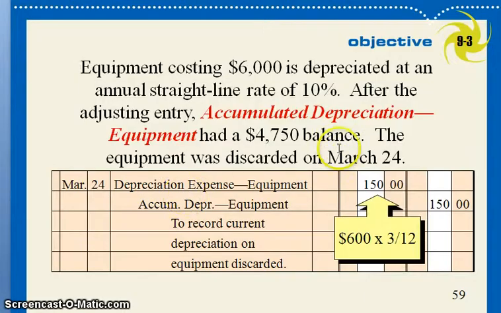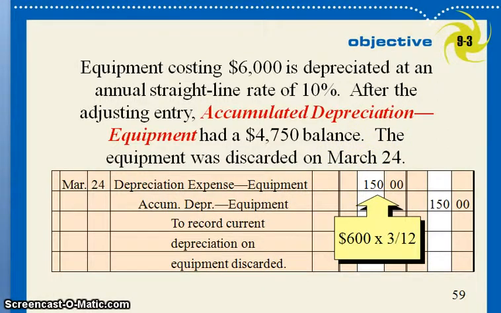So what they're saying in this slide here is we got rid of the equipment on March 24th, but the last time we did the adjusting journal entry for depreciation, it was presumably on December 31st. So here we are, it's March 24th. We used this equipment for January, February, and March. So it is a valid depreciation expense that needs to go on our income statement. We need to record the 3 months that we did use it for.